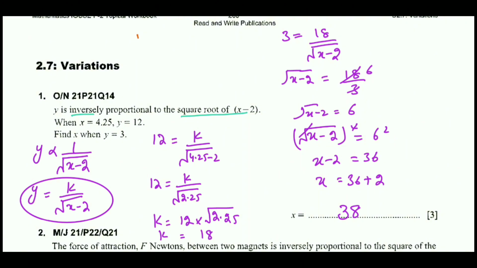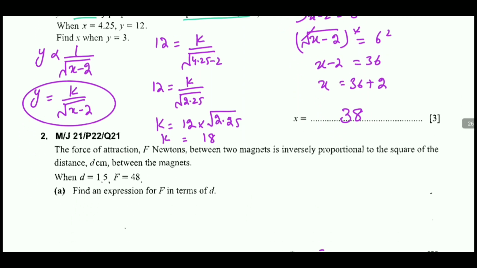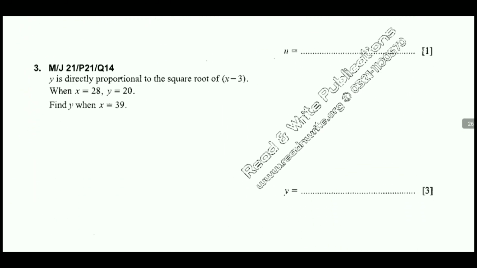Okay, so this was the question of inversely proportional. Let's do one question of directly proportional. As you can see, this is the May June 21 P21 paper. If y is directly proportional to the square root of x minus 3, when x is equal to 28 and y is equal to 20, then what do we have to do?